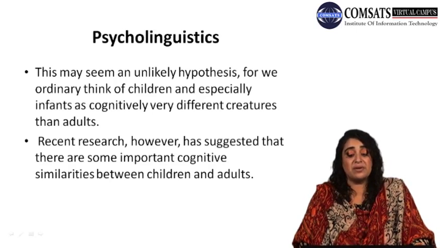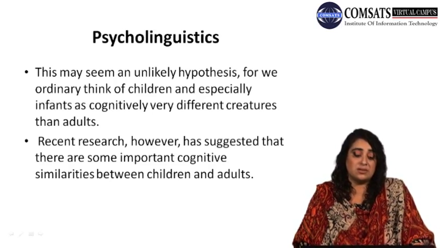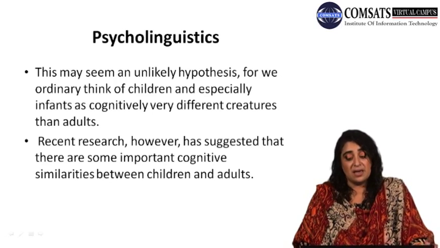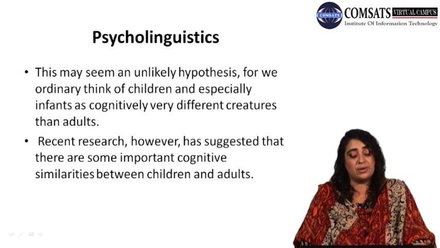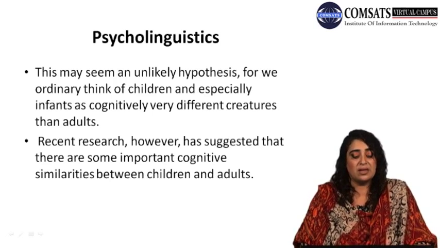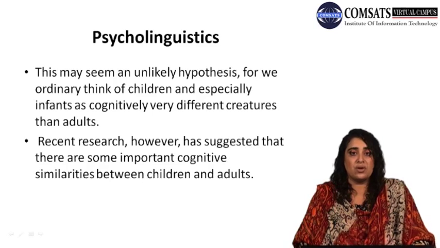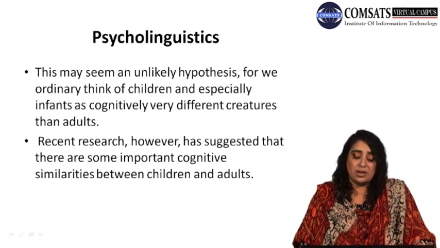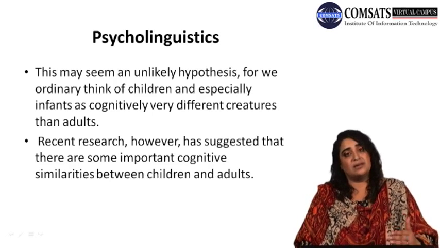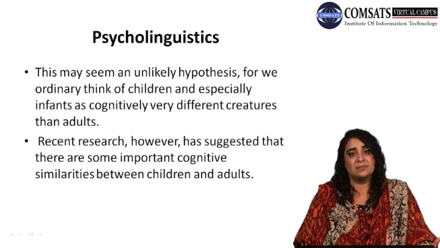So recent research, however, has suggested that there are some important cognitive similarities between children and adults. Recent research has shown us that there are some important cognitive similarities. Even if everything is not exactly the same way we store or how the memory works, still there are many things that are important, some important cognitive similarities, things that children and adults have in common.